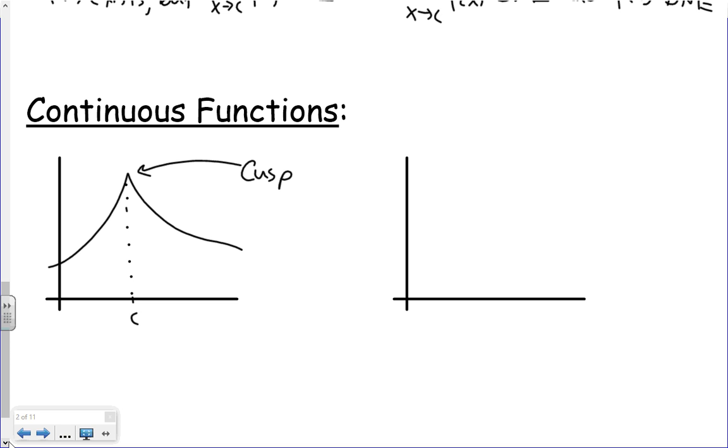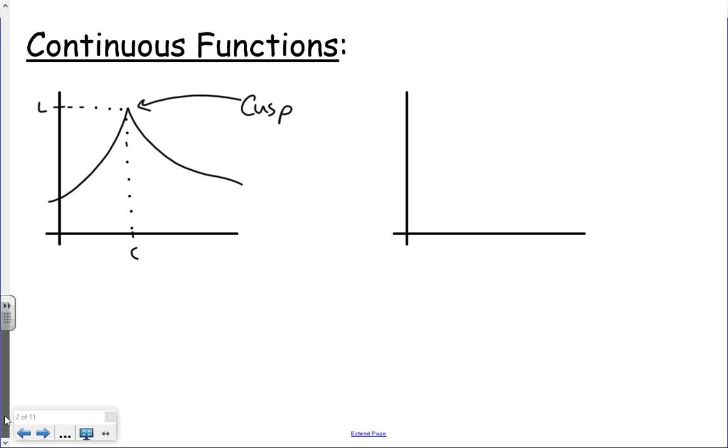If I was to ask you to find the limit of that function, that would be that value up there. And if I was to ask you what the actual function value is, it would be the same thing. It's that same y value up there. So in this case, I have that the limit as x goes to c of f of x is the same as my function value at c. So that L is also, I'll put it up here, that's also equal to f of c. That's a continuous function.